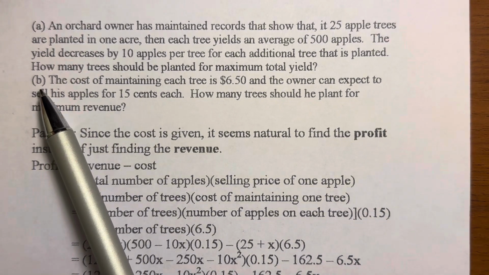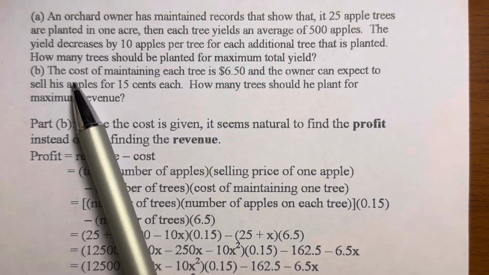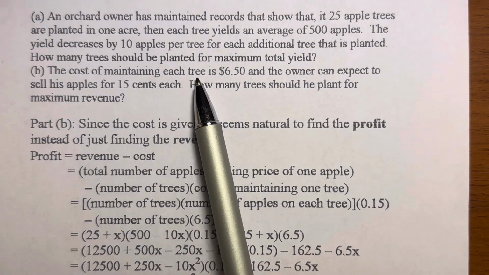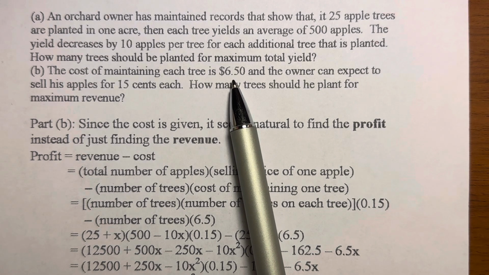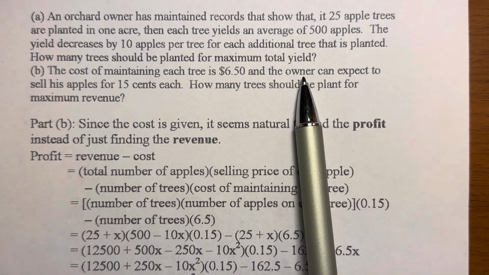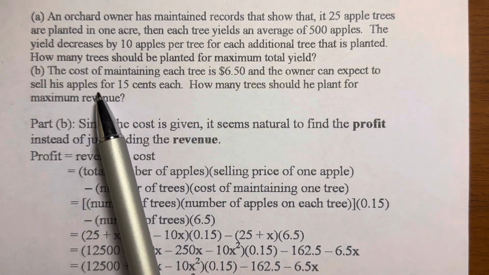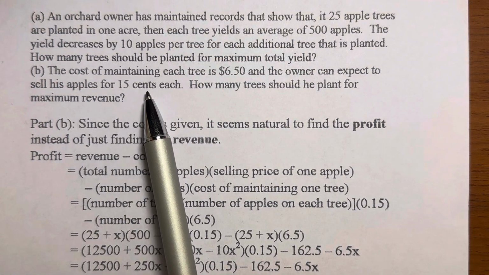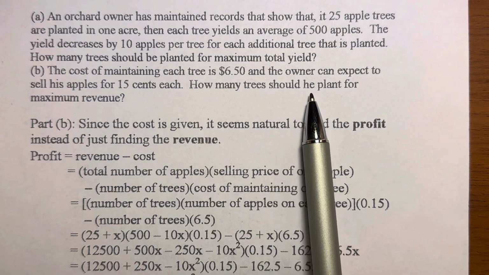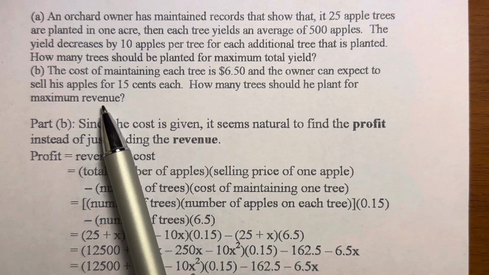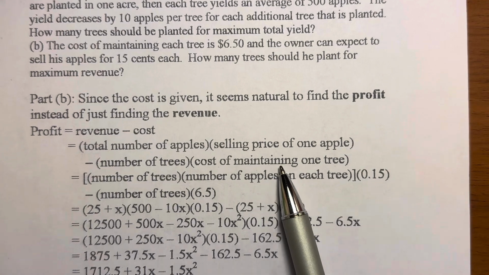I am doing part B in detail. The cost of maintaining each tree is $6.50. And the owner can expect to sell his apples for 15 cents each apple. How many trees should he plant for maximum revenue? Now, I discussed this problem.